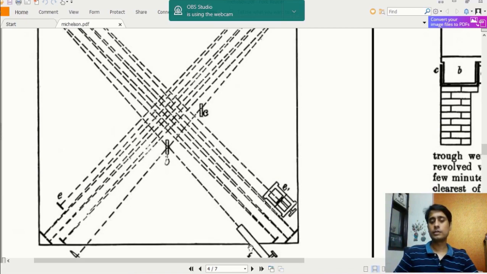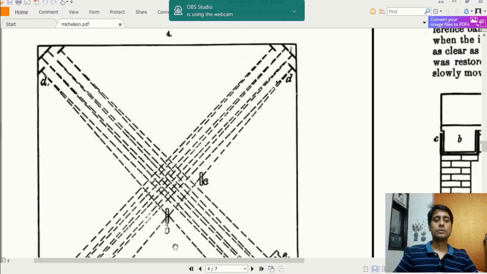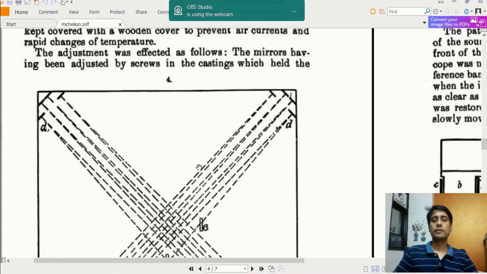And similarly for this, the ray of light which is some part is transmitted and some part is reflected. We will come to this, but I'm just showing you that here multiple reflections are happening, because we have used here four mirrors, 1, 2, 3, you can see these four mirrors. So light is reflected back and forth between these mirrors, and the path length of the beam is increased by using multiple mirrors.